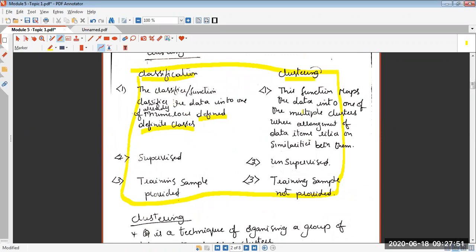See here, the groups are also called clusters. That is one more point you should note. The class is also called a cluster here. Cluster means what in general English? It's a group. Second one, supervised, unsupervised. Third one, as I already explained, training is provided. In clustering, no training, no need of any training.